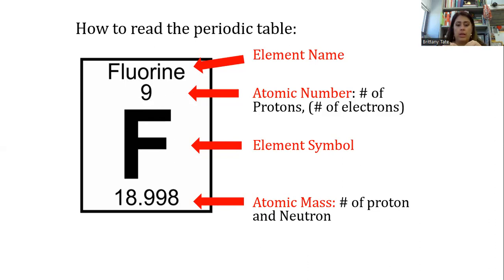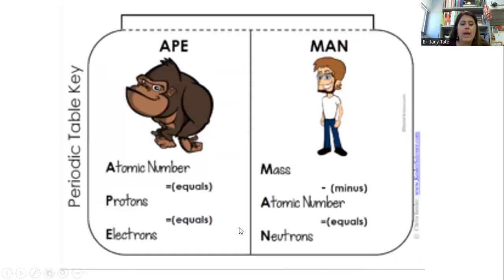The letter in the middle is the element symbol, and the number at the bottom is the atomic mass. And since I just said that most of the atomic mass is found in the nucleus, the atomic mass is also the number of protons and the number of neutrons. So we can use that information to find out how many protons, neutrons, and electrons an atom has.